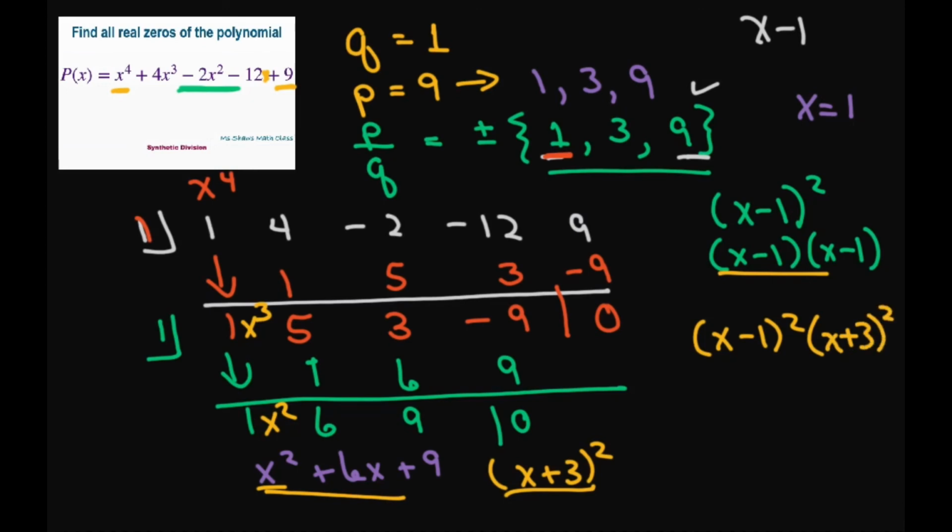So basically, looking at this, we're going to have x minus 1 squared times x plus 3 squared. That means our real zeros are going to be 1 and negative 3. Once you can factor this, because this one you're just setting to 0, you can get x equals negative 3. Once you can factor it nicely, we don't want to do synthetic division.